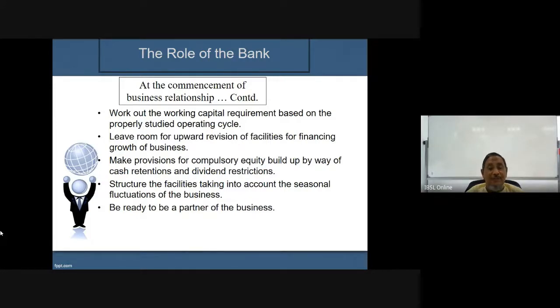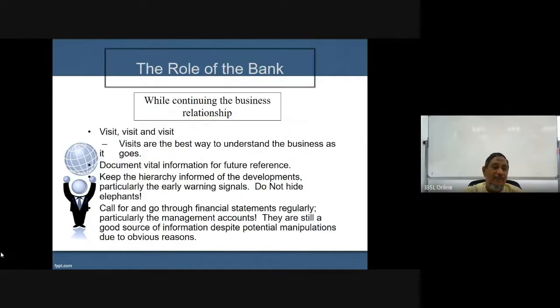Be ready to be a part of the business. Bankers are partners of the business. Where do bankers stay in the balance sheet of the customer? Next to the equity. So we are partners of the business. We have an interest for the period of the loan. The customer has the interest for a lifetime. The difference.